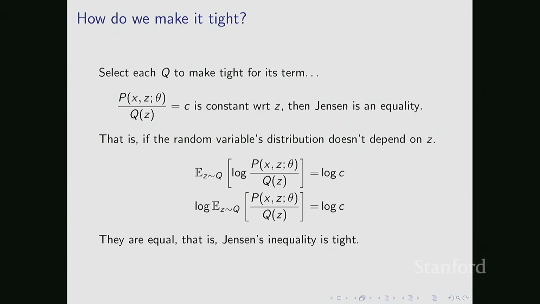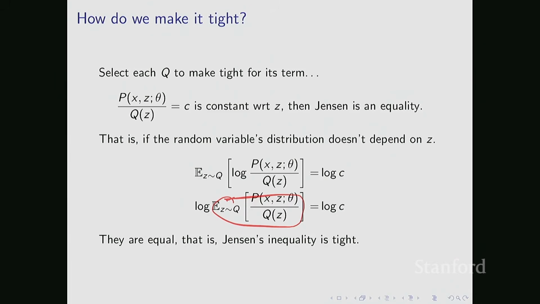Why is that? So if the random variable's distribution no longer depends on z, imagine this happens for a second, then they're tight. Why is that? Well, this thing equals c, right? Log of c equals log of c. The expectation doesn't change that. The expectation of a constant is that constant. On the other hand, the expectation of this constant, also a constant, is c, and equals log c.